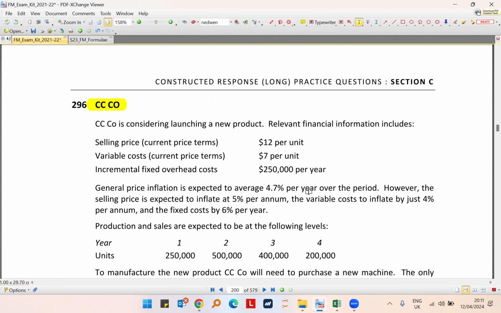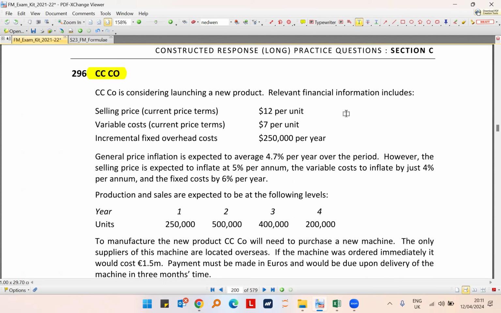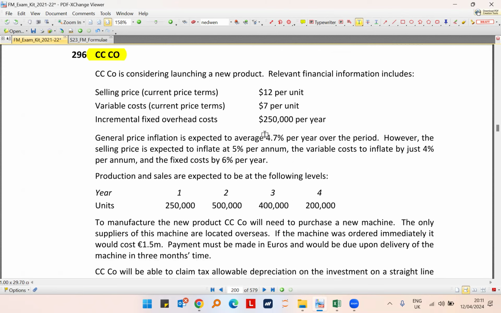When you look through what they are saying here, we are considering launching a new product. This is the information: selling price, variable costs, incremental fixed overheads, given to us in dollars. Then we have general price inflation of 4.7% per year over the period. However, the selling price is going to inflate at 5% per annum, variable costs at 4%, and the fixed costs at 6% per year. Now, when you looked at inflation, we said that there is specific inflation and general inflation. And here they have given us both of them in the question. So we just need to know when to use what.